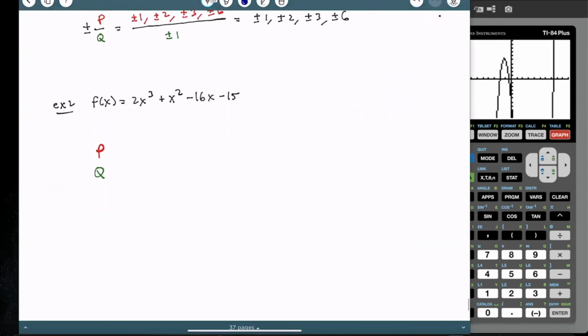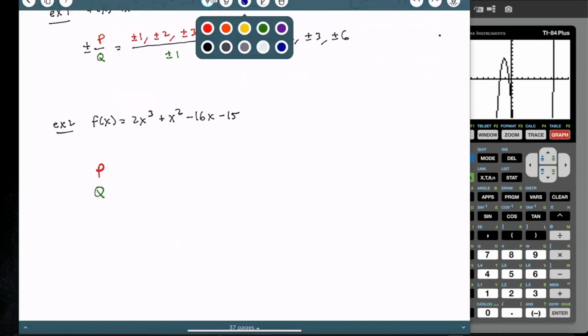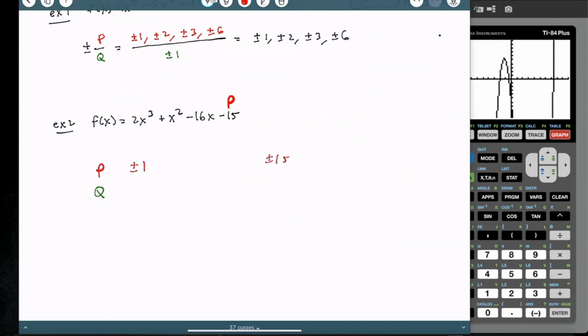So let's take a look at this one. I'll stick with my color scheme here. So my constant in red here is 15. So we would list out all the factors of 15 in our numerator. It looks like we have 1 times 15, and then 3 times 5, right? So 3 times 5. I like listing them in order.